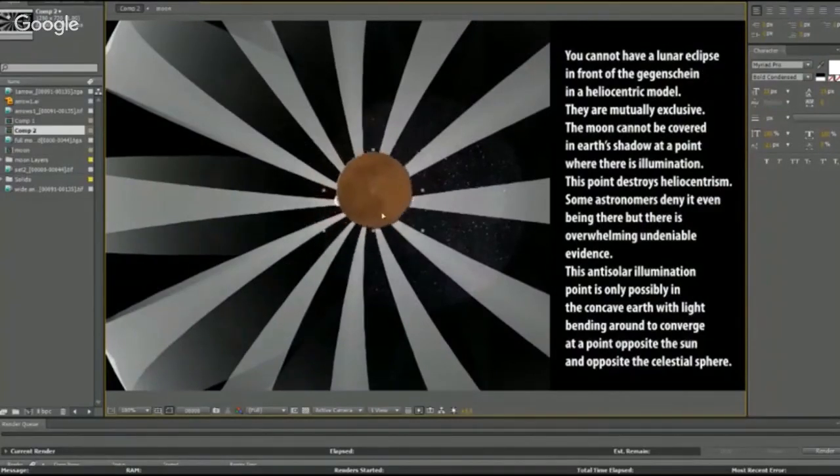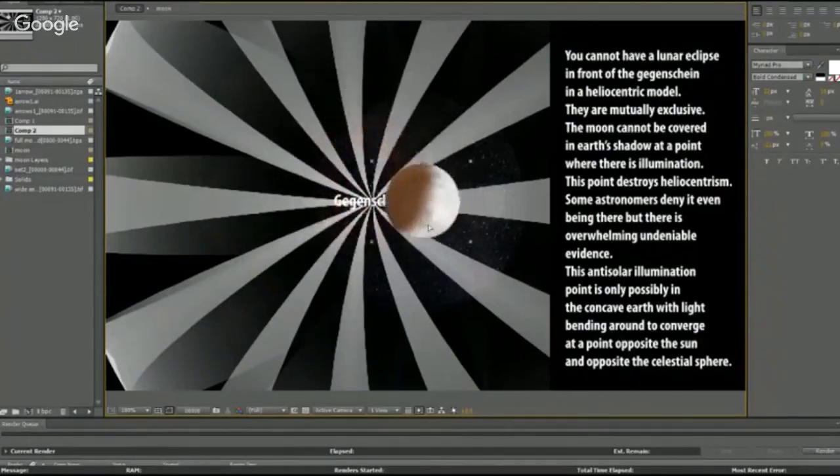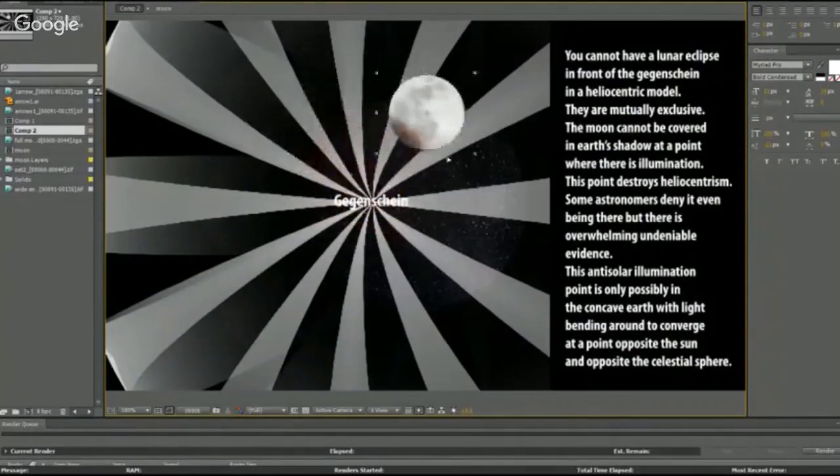It goes in front of the Jegenshine. I believe it's orange like that because of the glass sky. I get a bunch of dummies. Refraction. The light goes through glass. It's flat. Yeah. Like that. That's why the moon turns red like that.